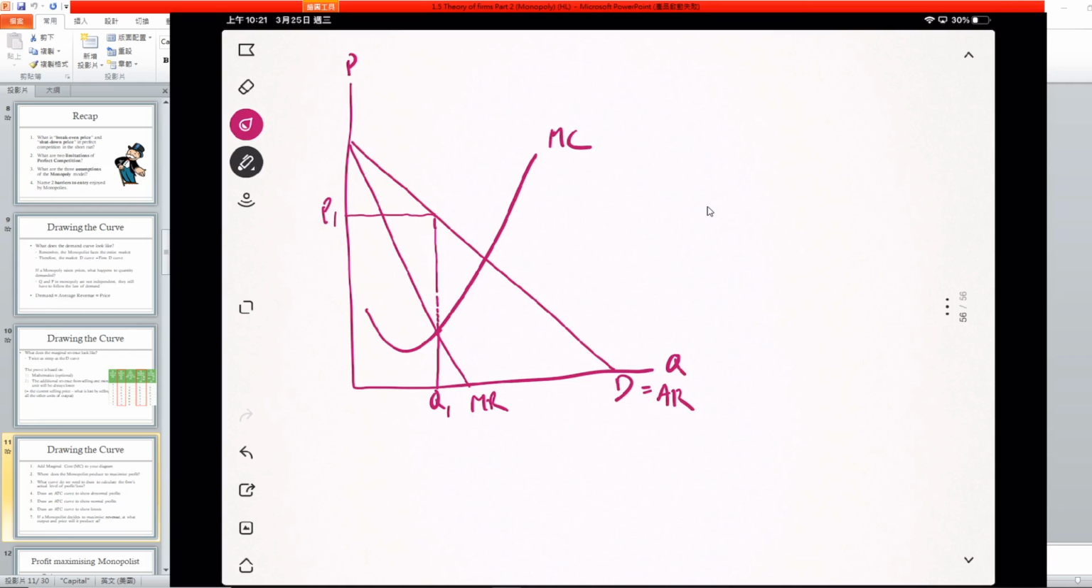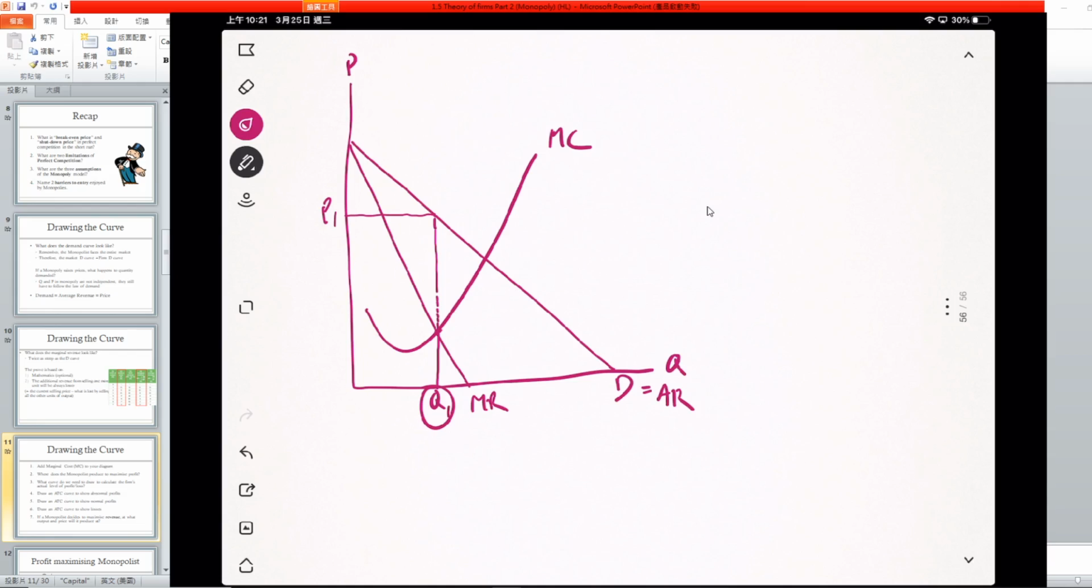As long as AR is higher than AC at Q1, then we are going to get an economic profit. When they are equal, then you will get a normal profit. And when the average cost curve is higher than the average revenue at Q1, then you will get losses.